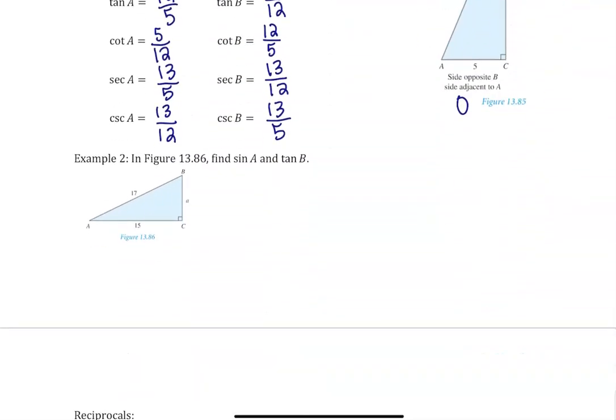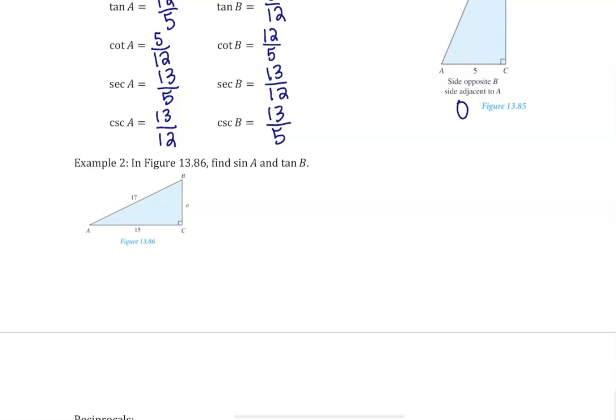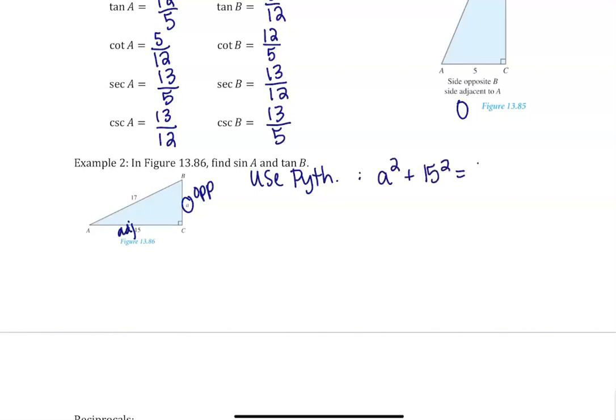So let's also look at this example here. I want to find sine A and tangent B. So if I want to find sine A, then that's going to be the opposite over the hypotenuse. But the problem is, I don't know my opposite side right now. Right now it's just given A. But what kind of triangle is this? This is a right triangle. So we can use the Pythagorean theorem first. And we can say leg squared plus the other leg squared equals the hypotenuse squared.